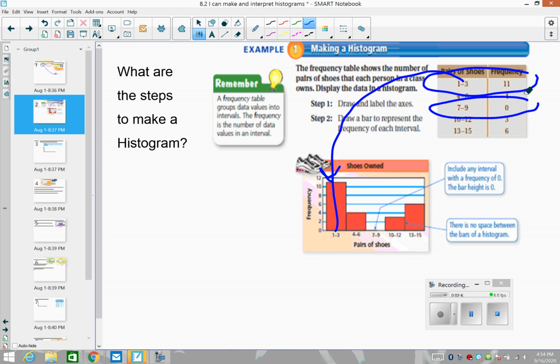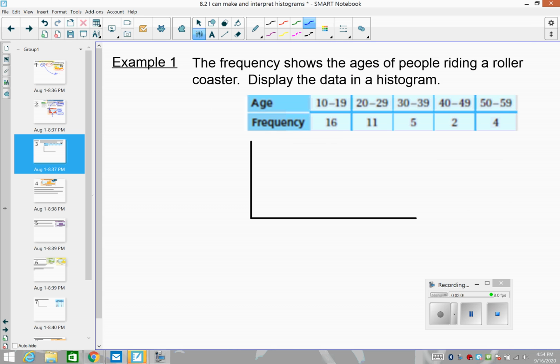You can see that nobody voted for 7 to 9 pairs of shoes. That's why we don't see a bar height at all. The bar height technically is 0, no frequency. You notice that there's no space between the bars in the histogram. So that's how we take the data: we just stretch out the bars like you would in a bar graph. So let's take a look at this example.